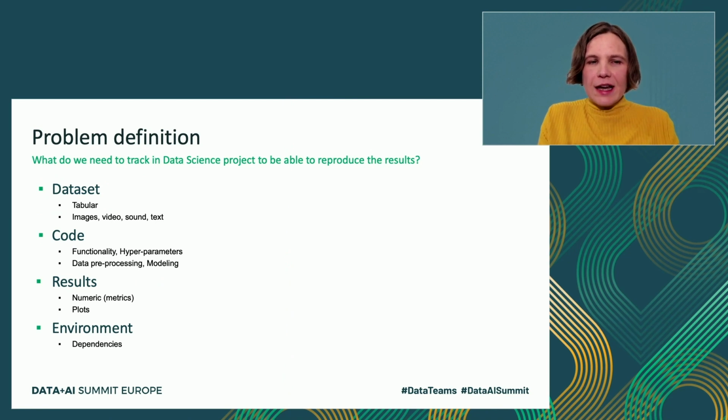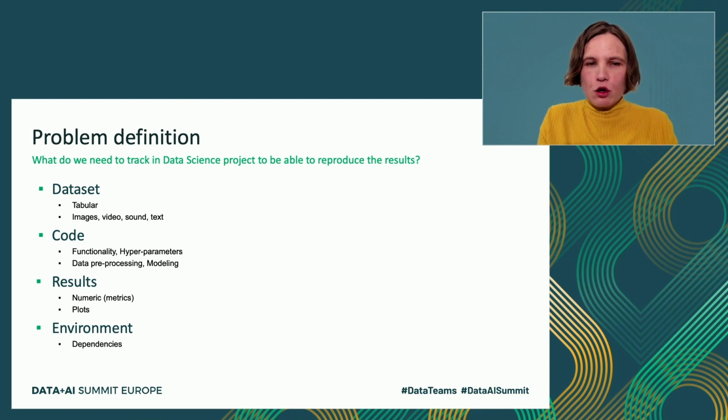So first, let's see what we need to track in a data science project to be able to reproduce the results. First is the data set. The data can be coming in continuously. We can do some feature engineering. We can select different columns for different experiments. And all that we would like to track.